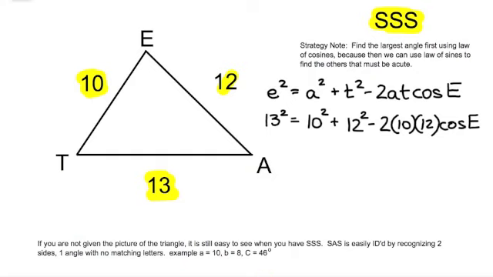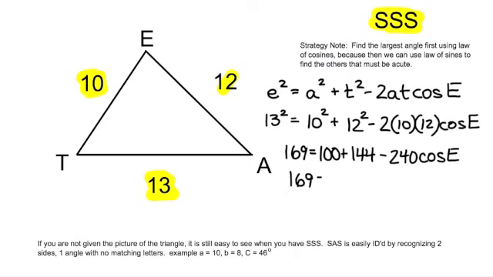So the first thing we're going to do is square those numbers. 169 is going to equal 100 plus 144 minus 2 times 10 times 12, I believe that's 240, cosine of E. Then we're going to combine our like terms on the one side and get 169 equals 244 minus 240 cosine of E.